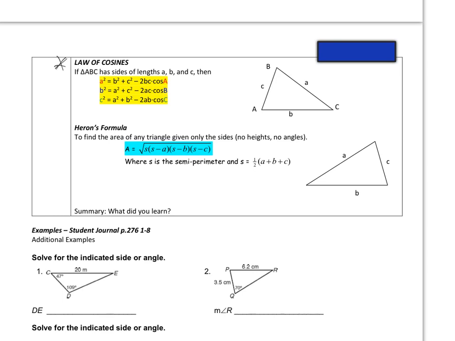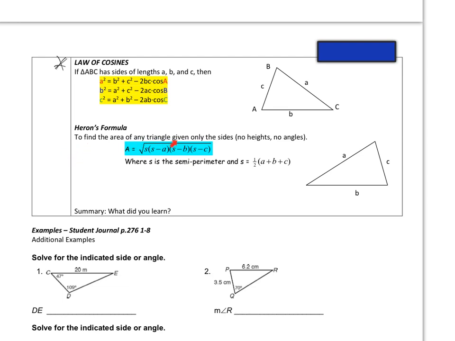So part 1 was finding the area of a triangle. Part 2 was the law of sines. Part 3 was the law of cosines. And one last thing. Because this kind of all goes together, it's a great time to show you this. And this is called Heron's formula. Sometimes they call it Hero's formula, but Heron was a pretty good mathematician. And it was back in the toga days when he figured this out.